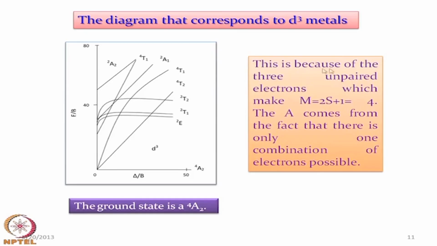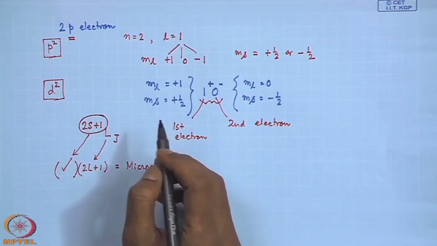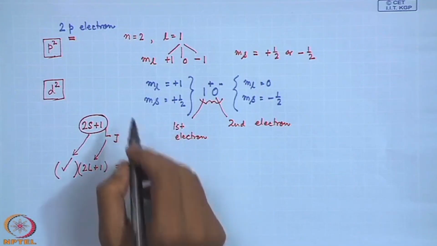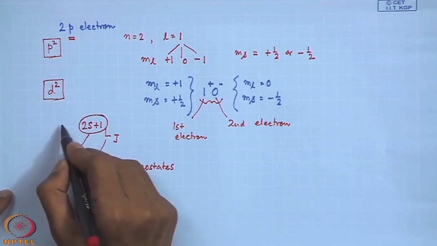This is because of the 3 unpaired electrons we have. We find these values in the term as the magnitude of 2S plus 1. Since this particular value is there, we have the corresponding value equal to 4.